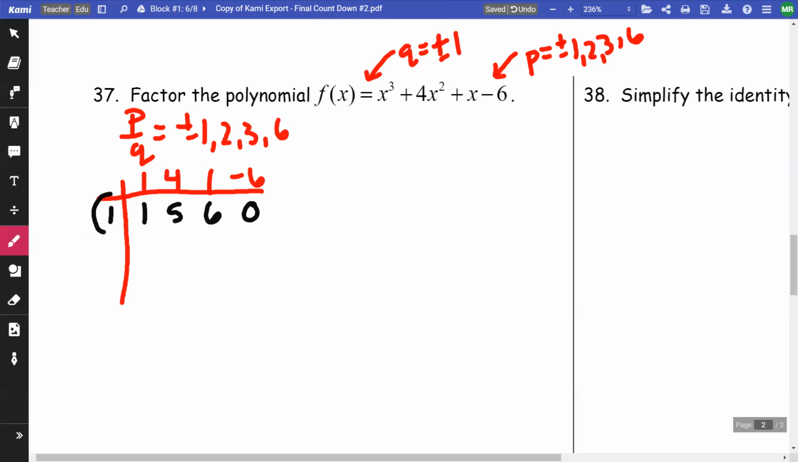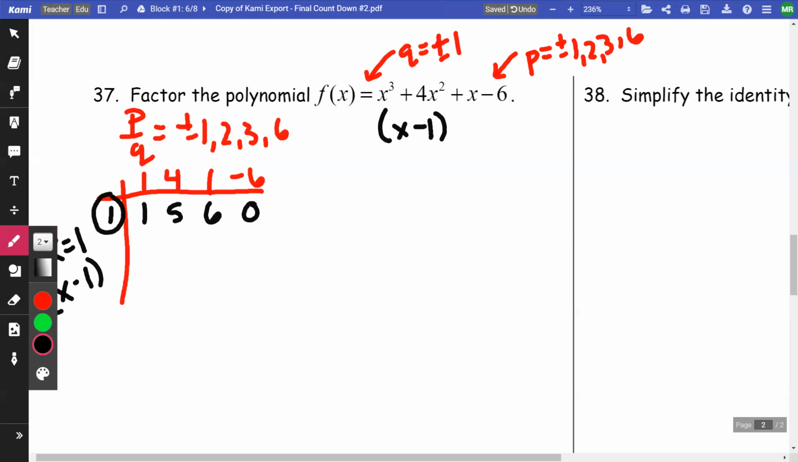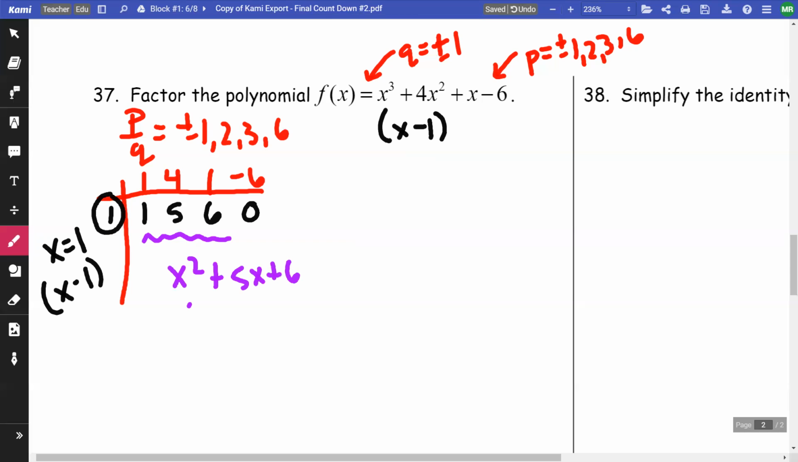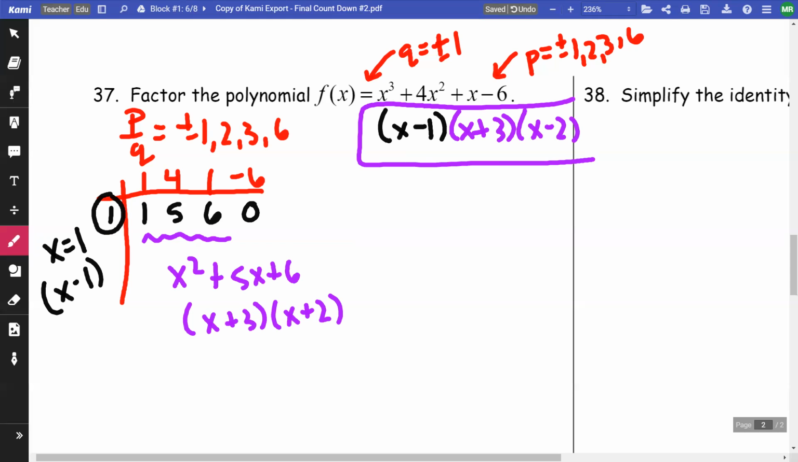So since x equals 1 is a solution, that means the factor would have been x minus 1. So I know I have an x minus 1 as a factor. Then I have what we call the depressed polynomial, which is 1 degree less. It was 3 originally, so this is 2: x squared plus 5x plus 6. And that's factorable. That's x plus 3 times x plus 2. So I'm going to have x minus 1 times x plus 3 times x plus 2, and those are the factors of that polynomial.